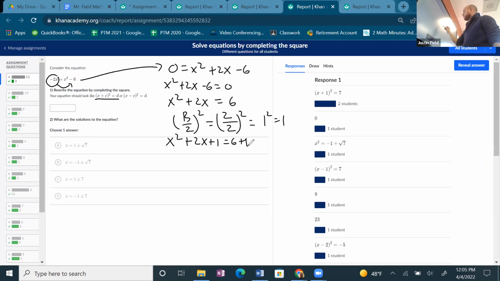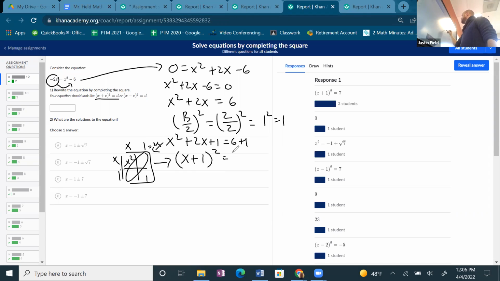And then we're going to factor. So this factors into x plus 1. If I do my area model, x squared, 1, 1 times the 1, you have to add to 2x, right? That works. X plus 1 squared equals 6 plus 1, which is 7. So this would be x plus 1 squared equals 7.